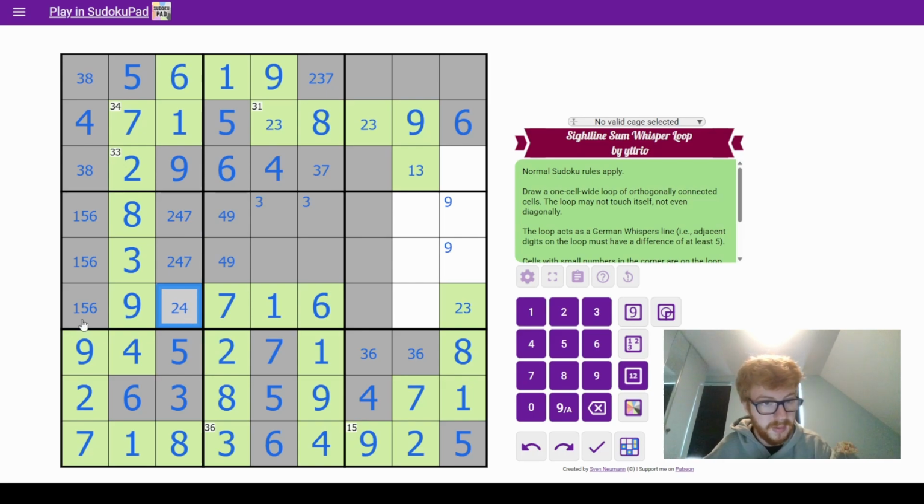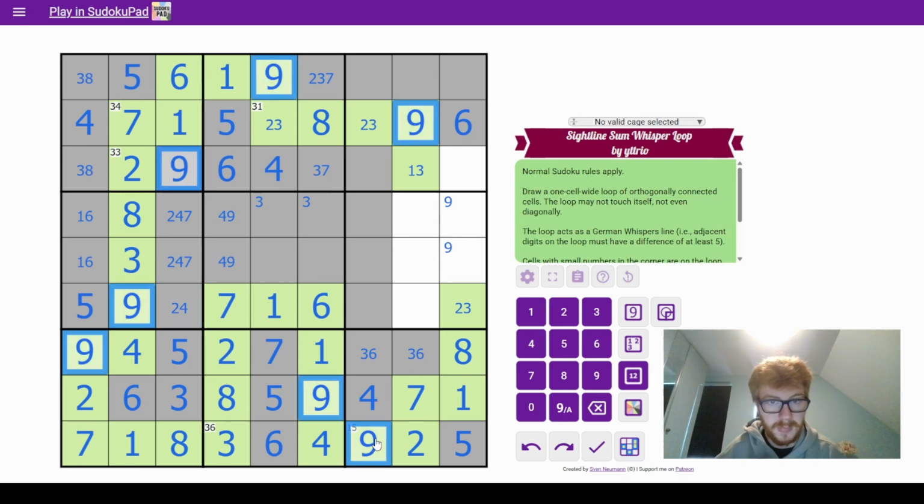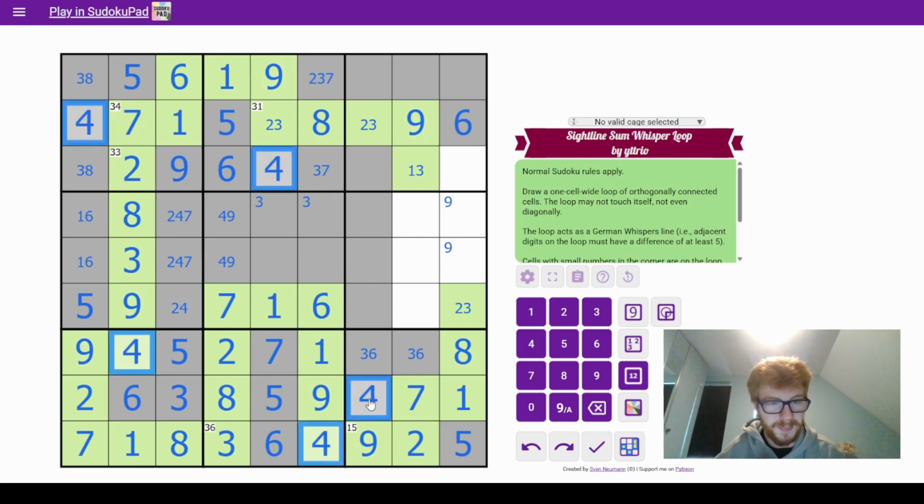Okay, so we know that that's not 7. We know that that's not 1 or 6. So we know that that's 5. So none of those are 5. 2 or 4. No, I think that's it. I was hoping Sudoku would bail me out, but it didn't. Okay.